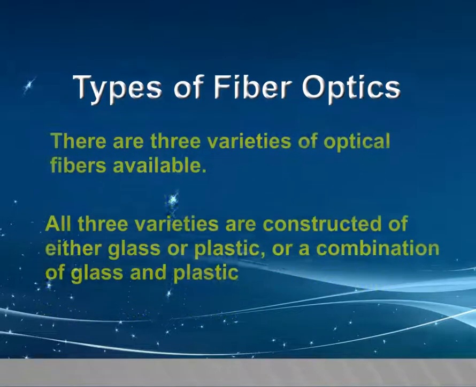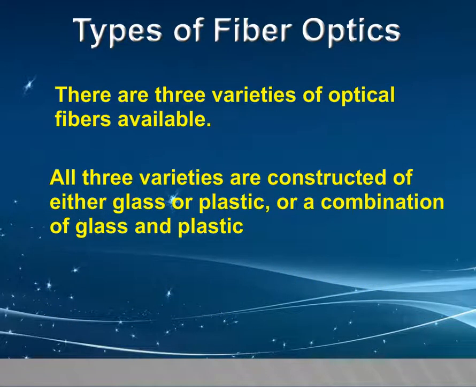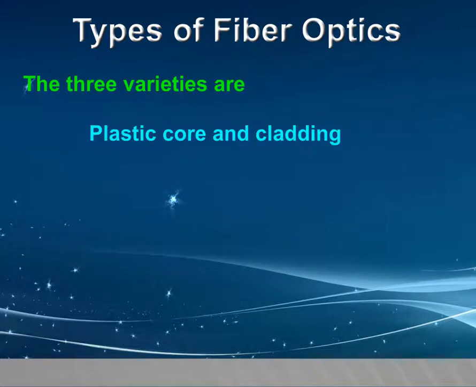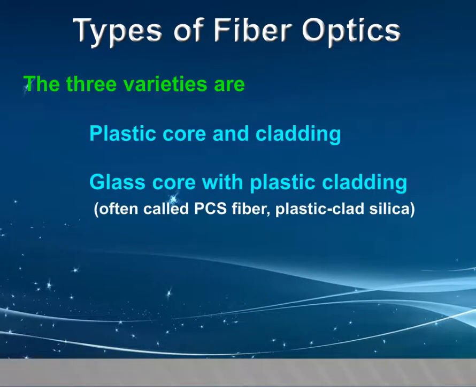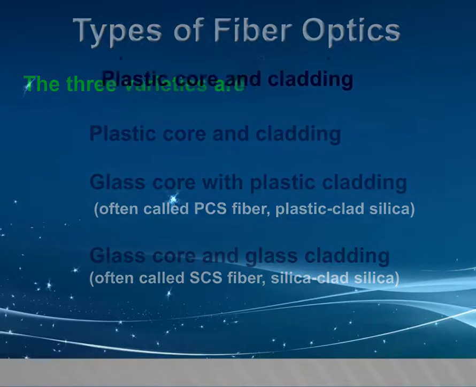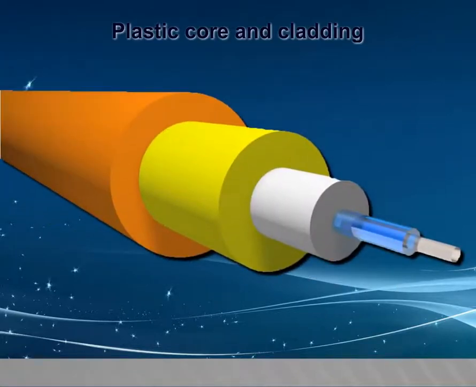Types of fiber optics. There are 3 varieties of optical fibers available. All 3 varieties are constructed of either glass or plastic or a combination of glass and plastic. The 3 varieties are plastic core and cladding; glass core with plastic cladding, often called PCS fiber, plastic clad silica; and glass core and glass cladding, often called SCS fiber, silica clad silica. Plastic core and cladding.